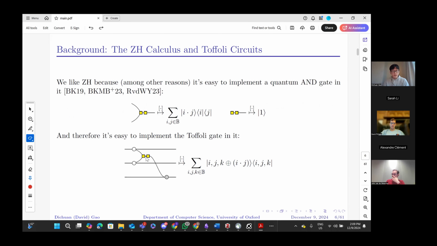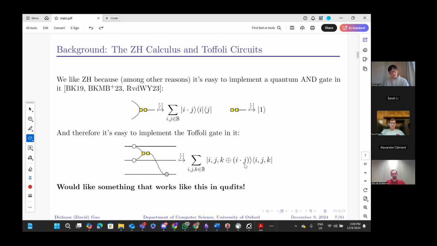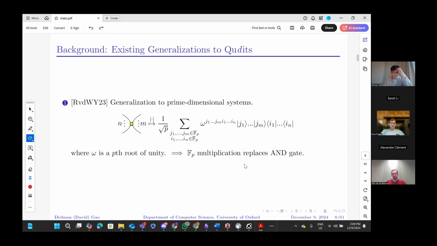So here, this diagram on the left is the Toffoli gate. It toggles the third qubit if and only if the first two qubits, i and j, are both 1. So we would really like something that works like this in qudits. And by the way, the reason why we care about the Toffoli gate is, of course, it's by itself a universal gate set.